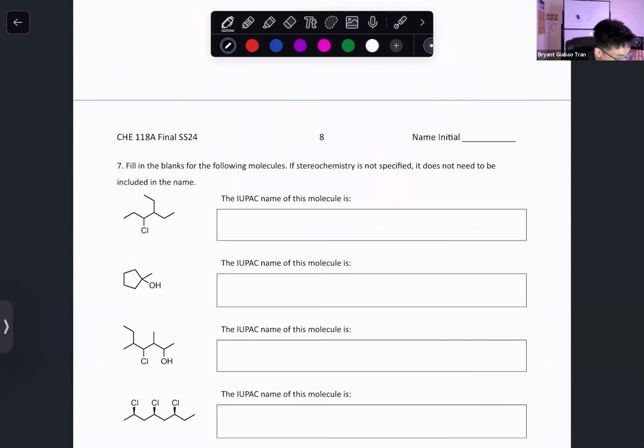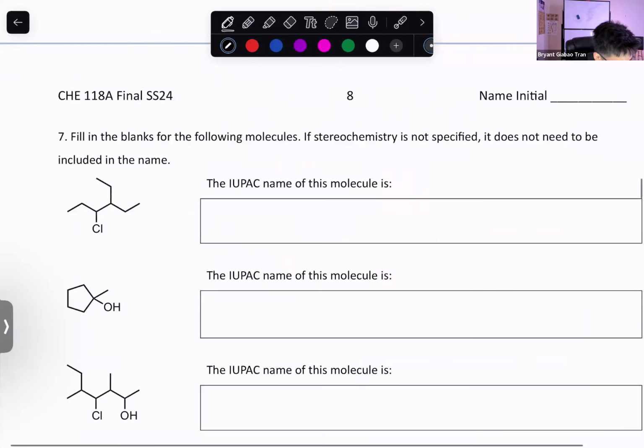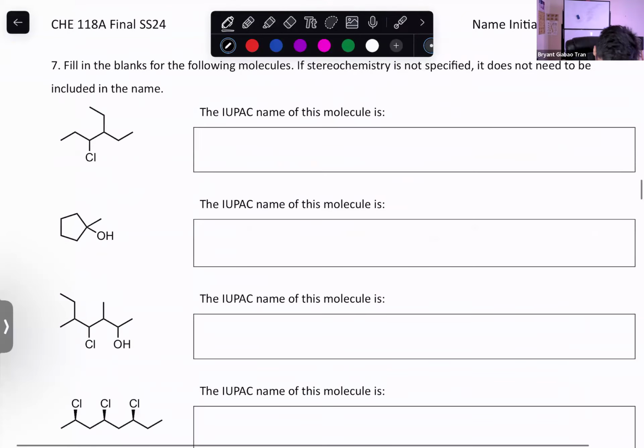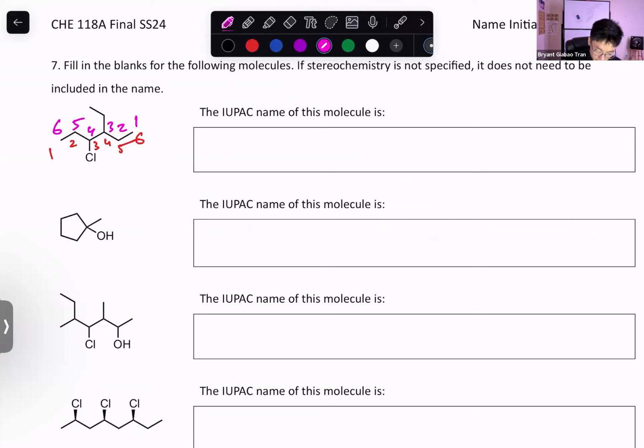Nomenclature. Okay, so let's figure out the longest chain. It could be 1, 2, 3, 4, 5, 6, or it could be 1, 2, 3, 4, 5, 6. Both are 6 carbons long. Both have their first substituent at carbon 3. There's no higher priority group here. Chlorine, and then that's when we do alphabetical order. C comes before ethyl: A, B, C, D, E. So 3-chloro, 4-ethylhexane.